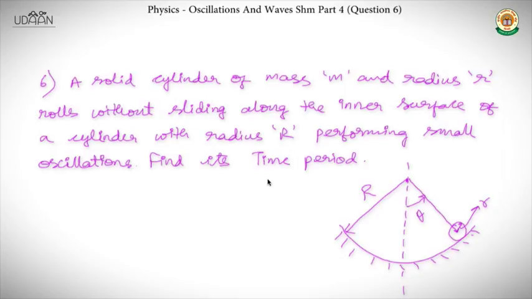Alright guys, so we're back with question number 6, which is a very interesting question. It looks a lot like a pendulum if you look at it, but it's actually a solid cylinder of mass m, with an internal radius of r, which is rolling without sliding on the inner surface of a bigger cylinder with a radius R, performing small oscillations.